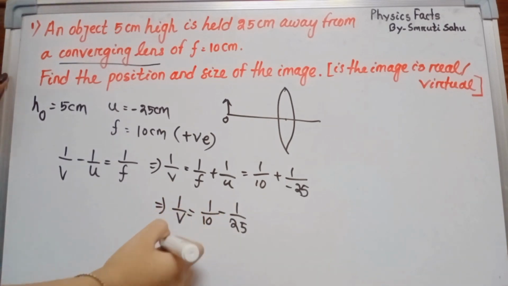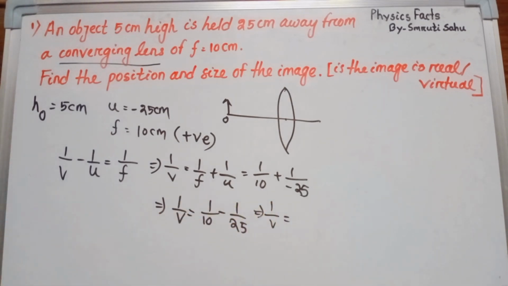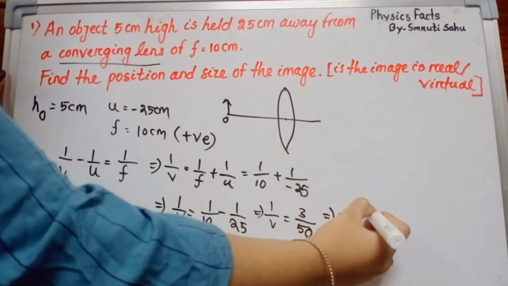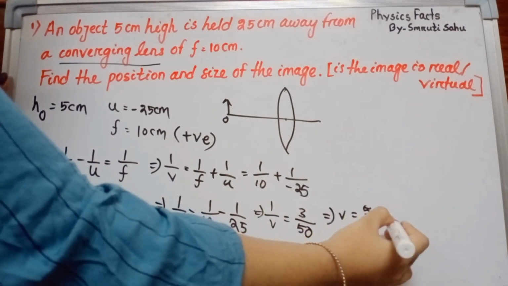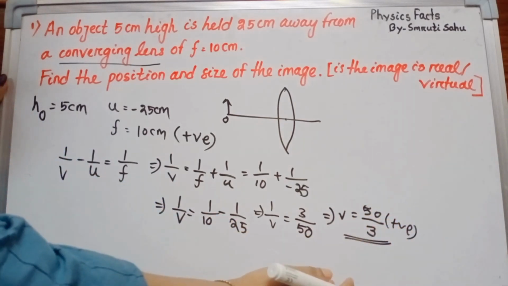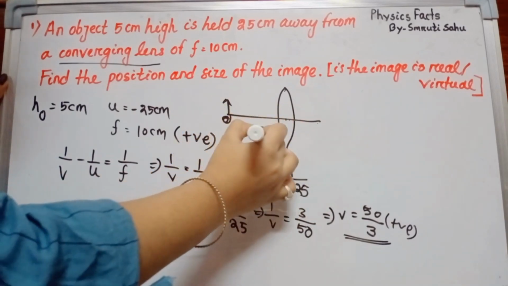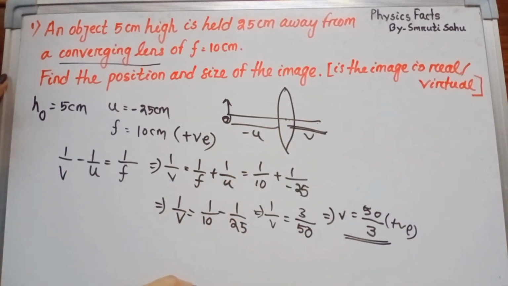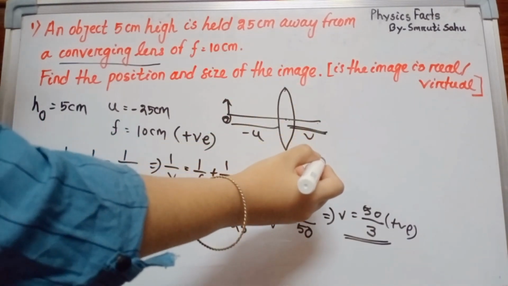Then you simplify further, and you get 1 by v equals 3 by 50. So what is v? v equals 50 by 3. As the v value has a positive sign, that means the image is produced on the opposite side of the object. The object distance is minus u, so the image must be produced in the opposite direction. Here is the image distance. Now, as the image is produced on the opposite side of the object, the image must be a real one.